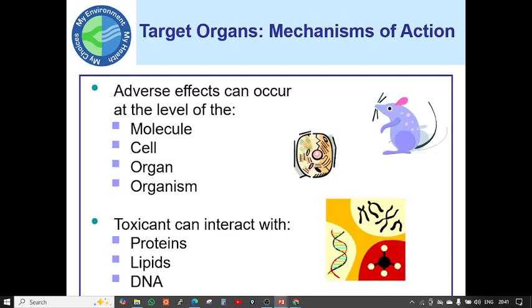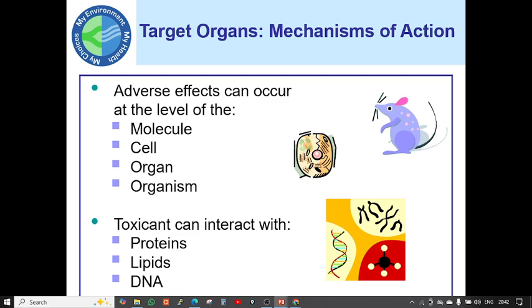Then the mechanism of action: how the poison can cause an adverse effect at the level of molecule first, second cell, then organ, then organism. At the molecule level, whenever a toxic substance enters your body, its molecules first dissolve in the body and directly affect the blood. Then at the cell level, it goes to a particular organ and damages it. If the organ is fully damaged, it spreads over your body and at last death occurs.